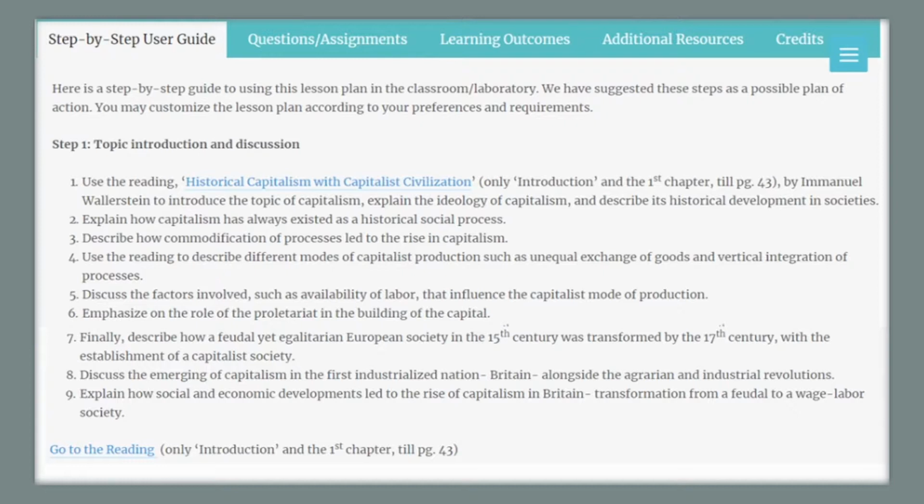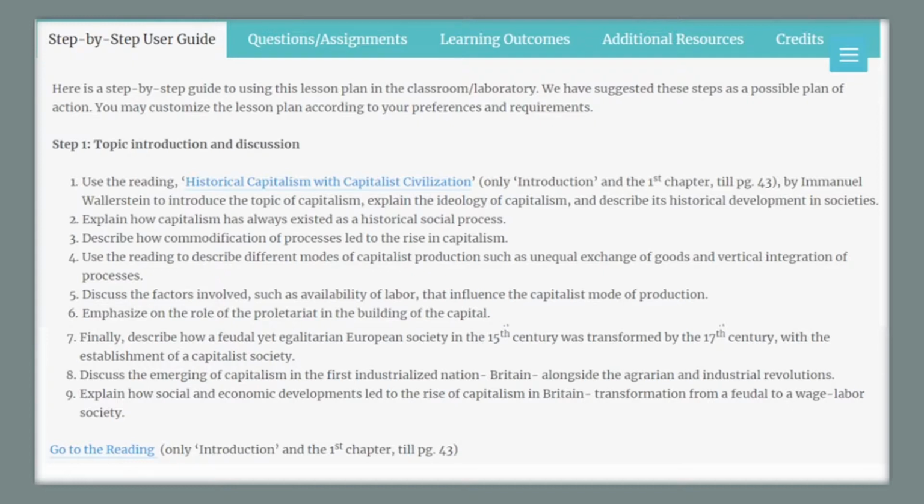Through this reading, you can describe how commodification of processes has led to the rise in capitalism. This reading also includes ways for you to describe different modes of capitalist production, factors involved such as availability of labor, the role of the proletariat in the building of capital.